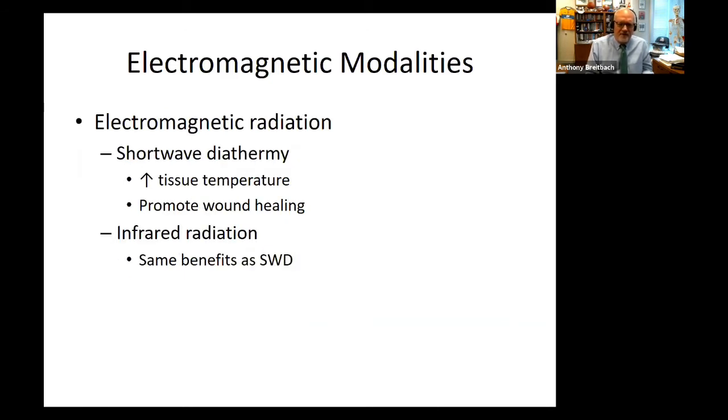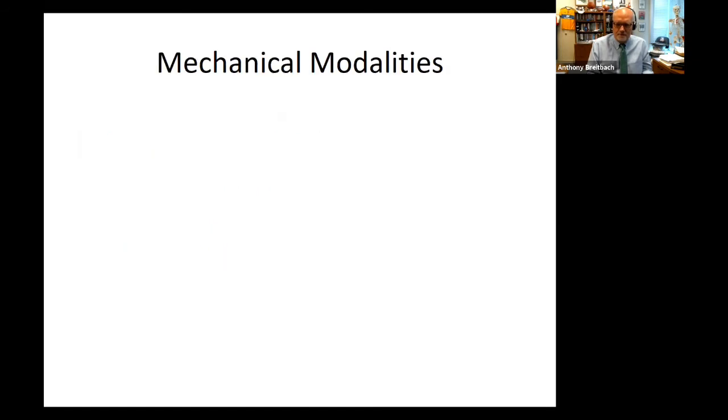Shortwave diathermy and infrared radiation are two things that we don't see very often in clinics, but they do exist and they will probably be on your board exams. So we will teach about them. They utilize radiation to increase tissue temperature, and usually the machine is not in contact with the skin. It radiates the tissue below it and causes an increase in temperature of tissue with high water content.